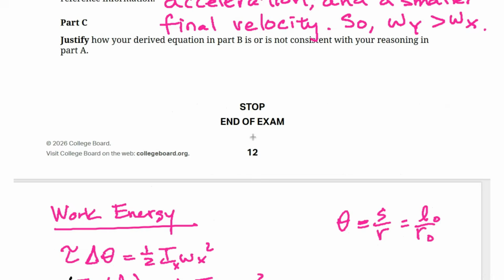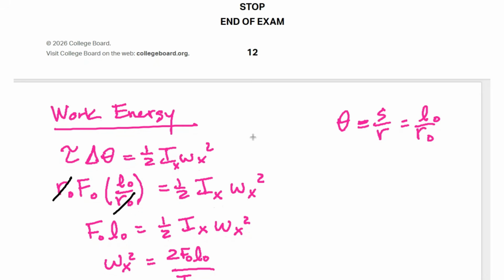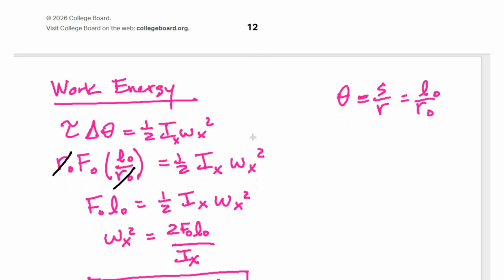I'm going to solve it two ways. I'm going to start with the work energy method, and then we'll use Newton's second law method. So we'll do it both ways. Before we start, just a reminder that theta is equal to the arc length divided by the radius, and the arc length in this case will be the length of the string.